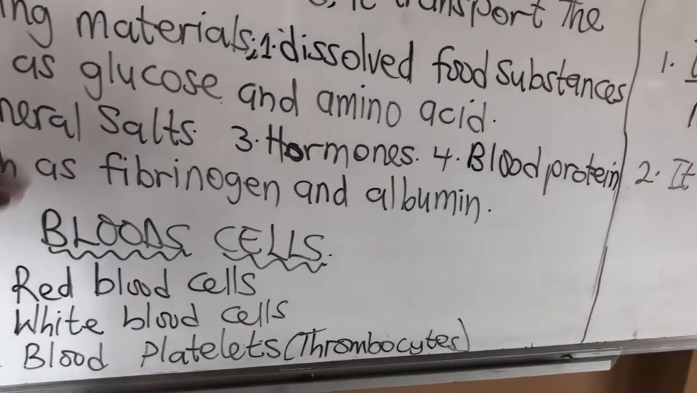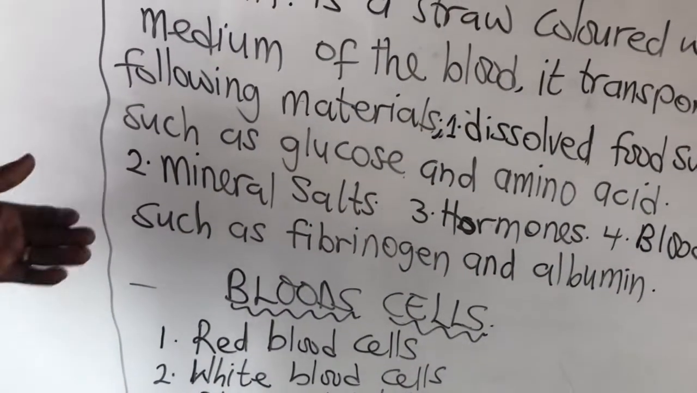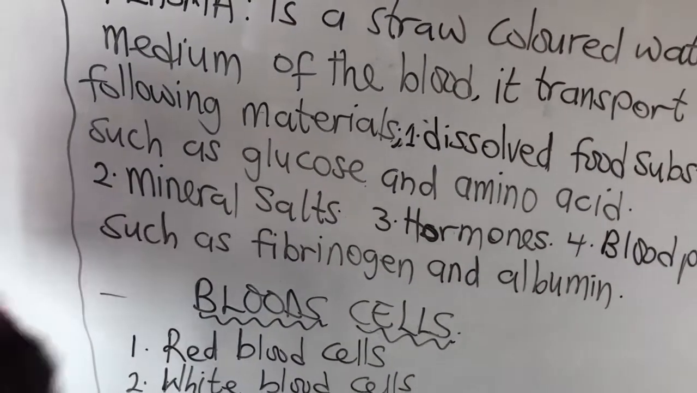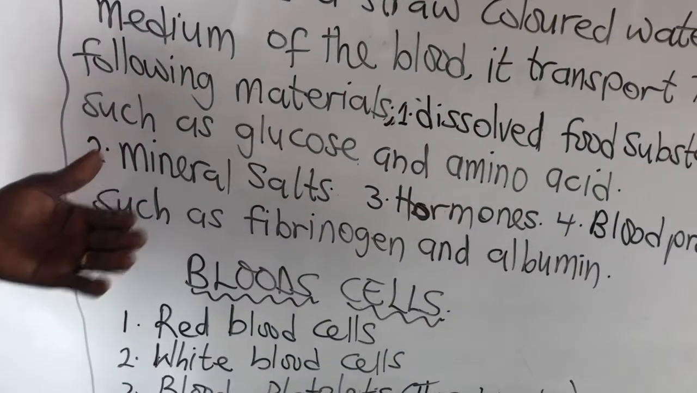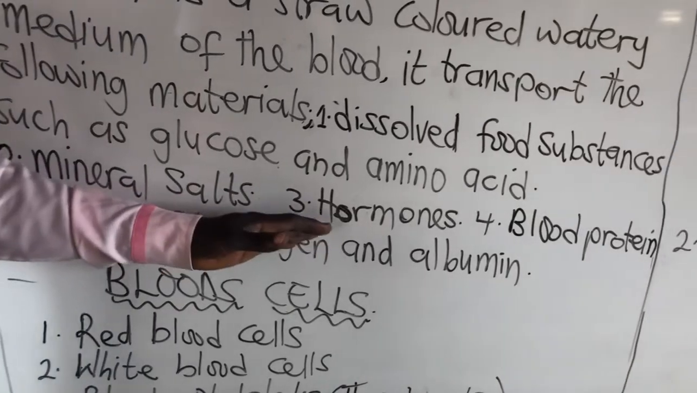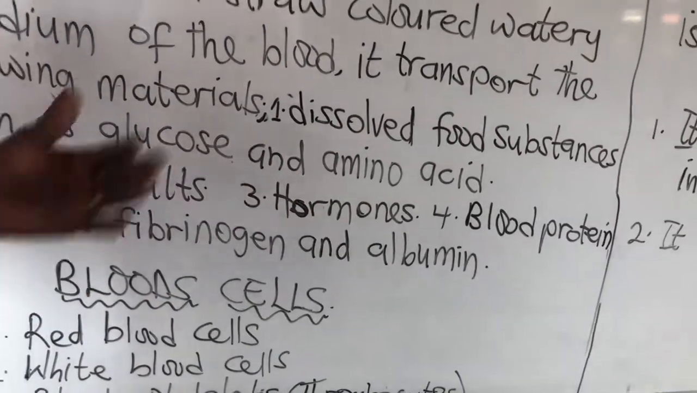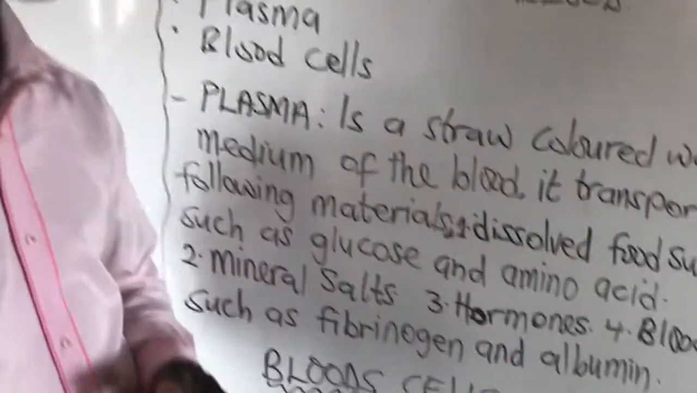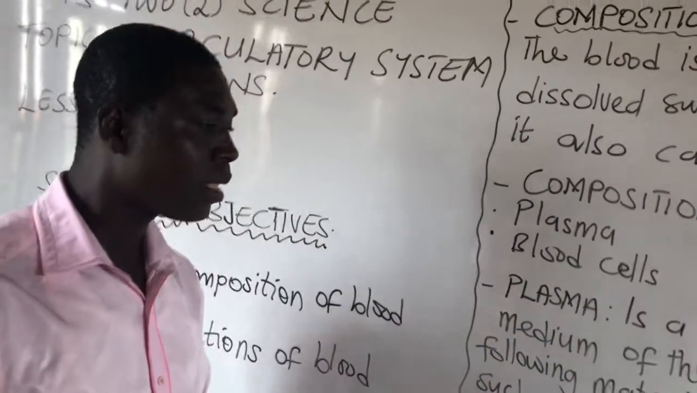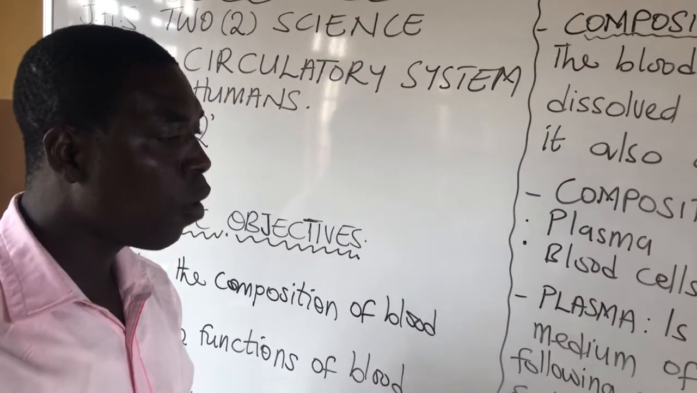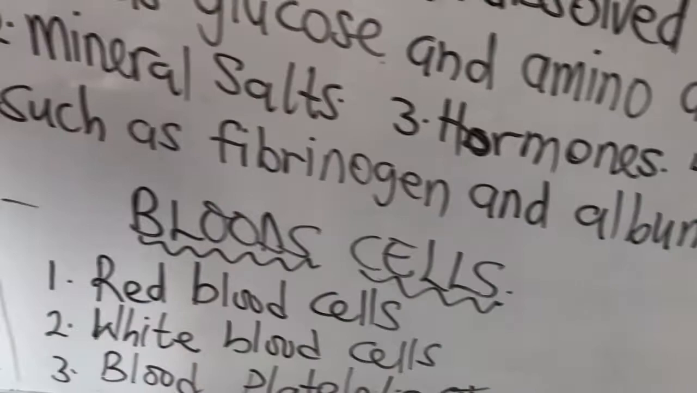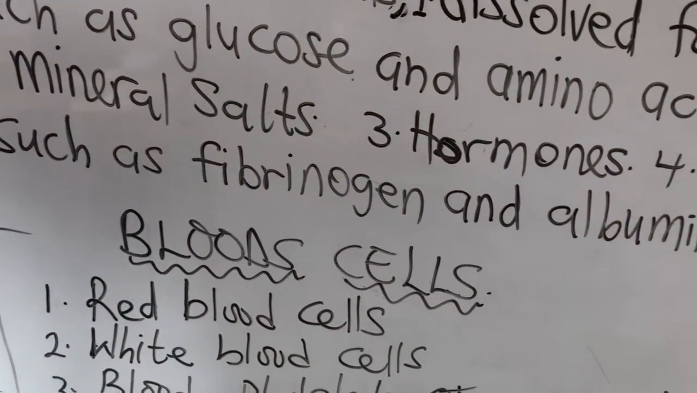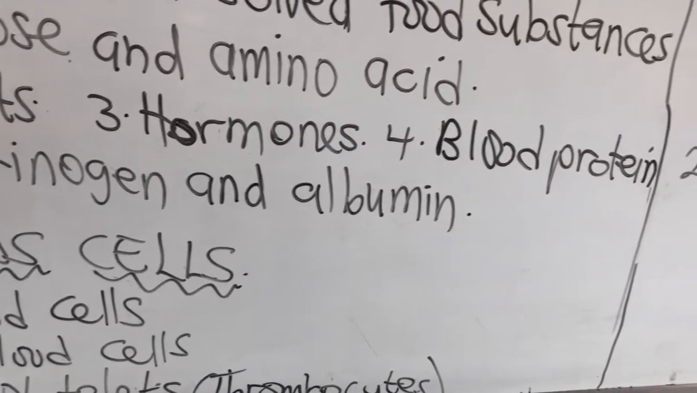We also have other materials which the plasma transports, and that is the mineral salts, such as calcium and the rest. It also transports substances such as hormones. Hormones are chemical substances found in the food that we eat, and mostly the protein food that we eat. We also have the blood proteins such as fibrinogen and albumin. These are substances which the blood plasma transports in the body.